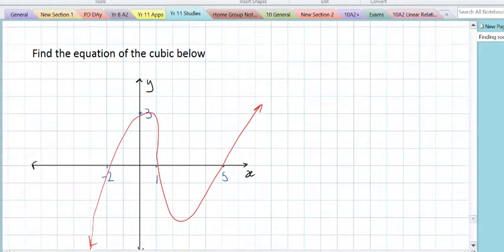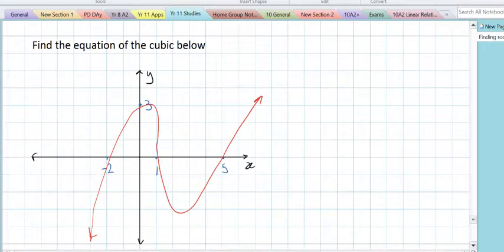Now, once again, I apologise for my graphing. I really do struggle to draw on this thing. But the important information is there. Find the equation of the cubic below. Now, when we did quadratics, and we were given two roots, we used that two linears model of a quadratic with an A out the front. Here we have three roots.